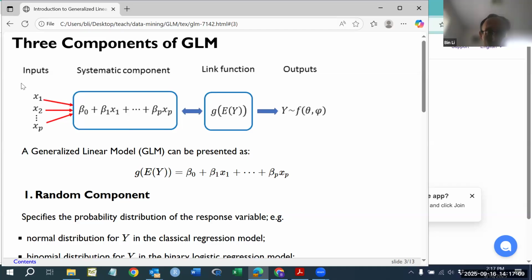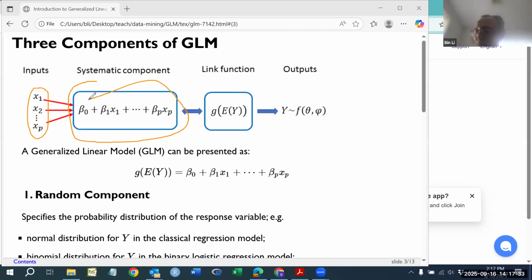Here, x1 through xp, these are the input variables, the x variables. Then we have the first component, the systematic component. You can see the systematic component looks exactly the same as a linear model. It has the intercept, has the slope, has the x, and so on. That's why it has a linear model term here.